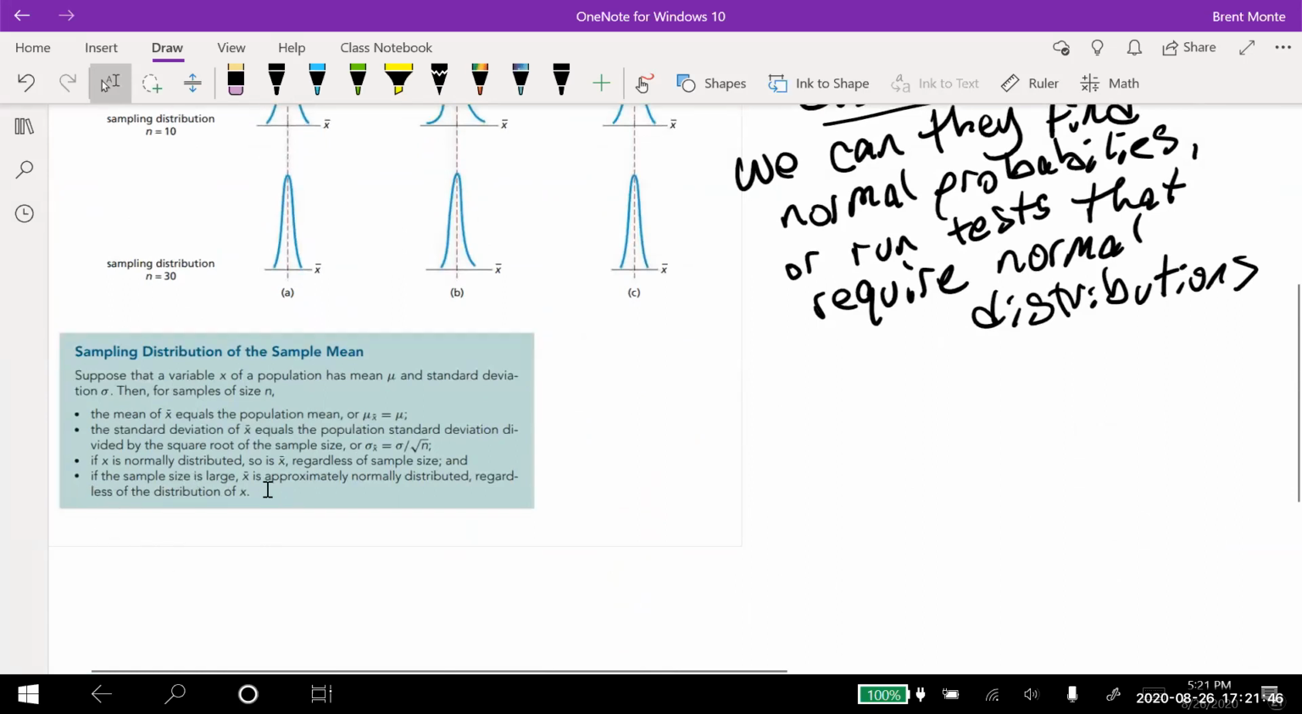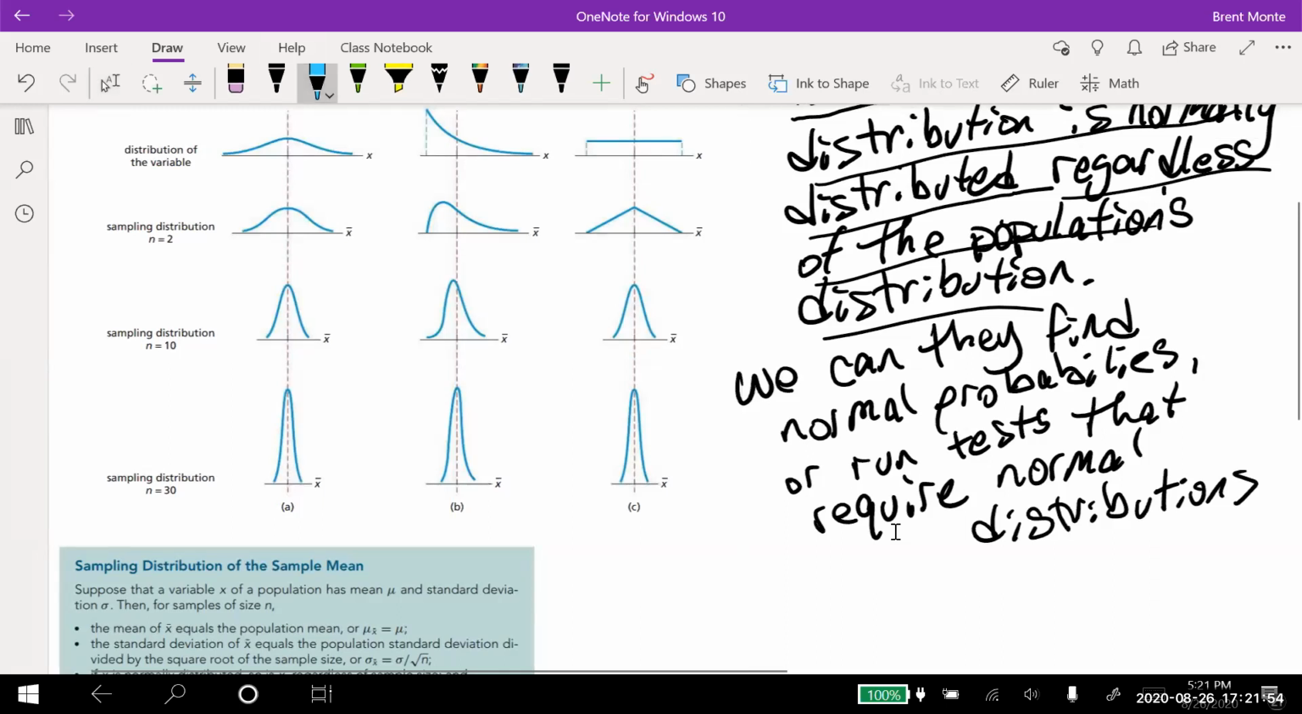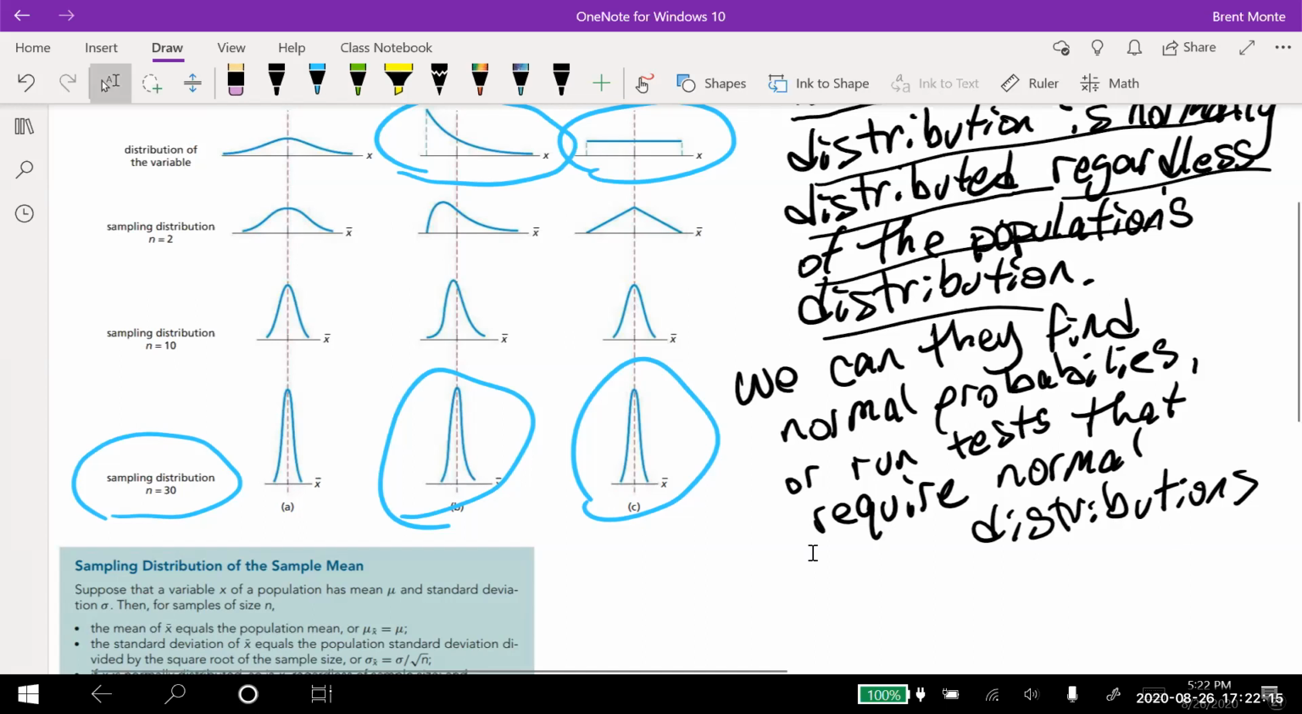If the sample size is large, x bar is approximately normally distributed regardless of the distribution of x. What does that mean? Well, that means these other ones. If I'm not normally distributed for my population, but I have a large enough sample size, then it is considered to be normally distributed. Not the population, but the population of samples of size 30 or more. So then I can use those nice properties.